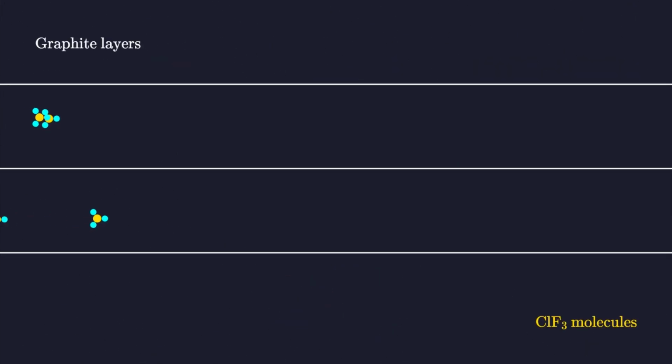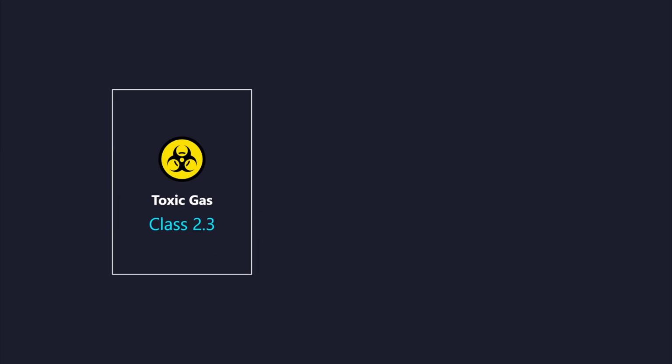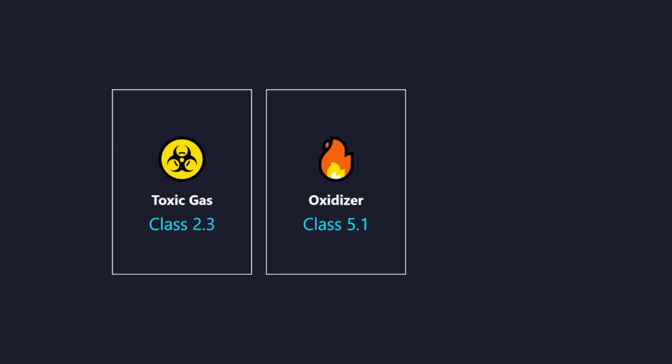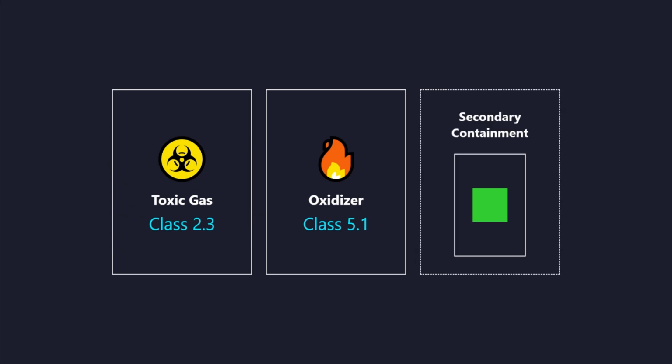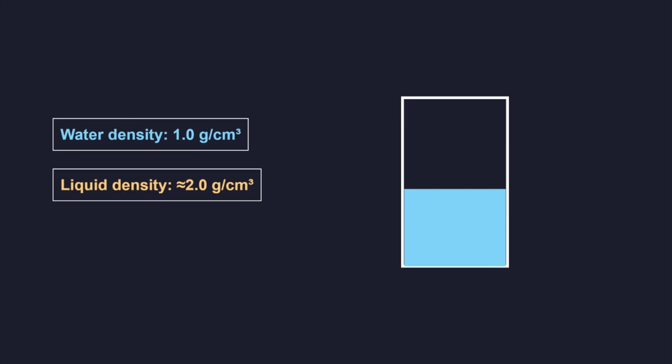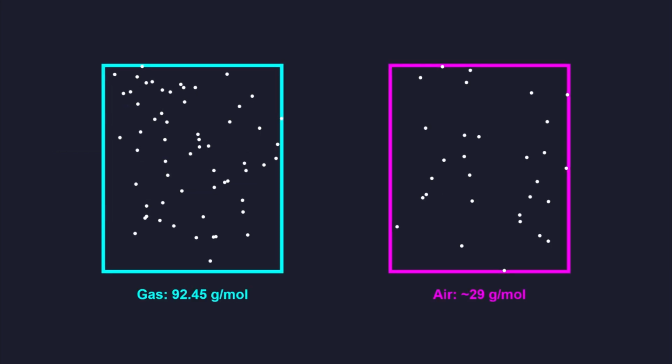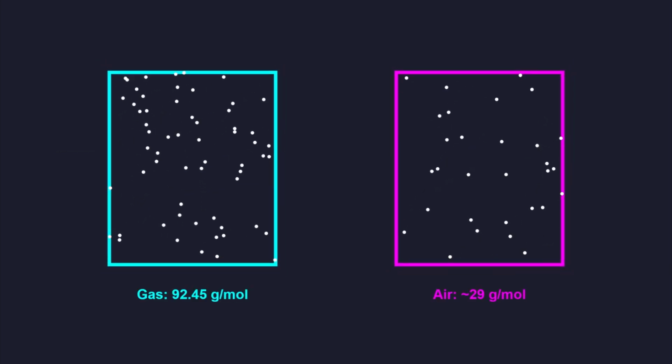It reacts with graphite to form intercalation compounds, where chlorine trifluoride molecules are trapped between the layers of carbon atoms before eventually reacting. International maritime codes classify it as a Class 2.3 toxic gas and a Class 5.1 oxidizer, requiring secondary containment. The liquid is nearly twice as dense as water, meaning that in a leak, it will sink to the lowest point of a facility or container.